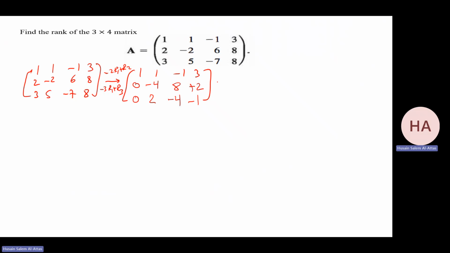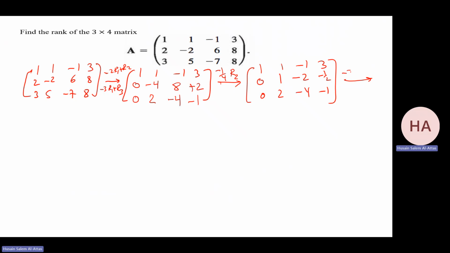Okay. Now, divide the second row by minus 4, that is, multiply it by minus 1 over 4. What you will get? 0, 1, minus 2. And the last one is minus half. This is 0, 2, minus 4, minus 1.